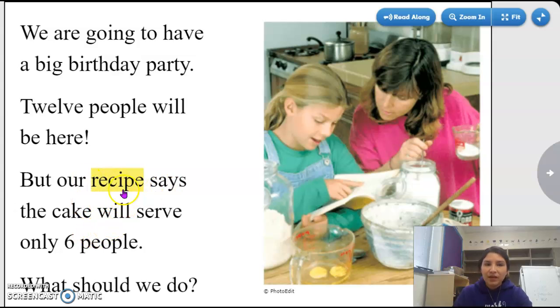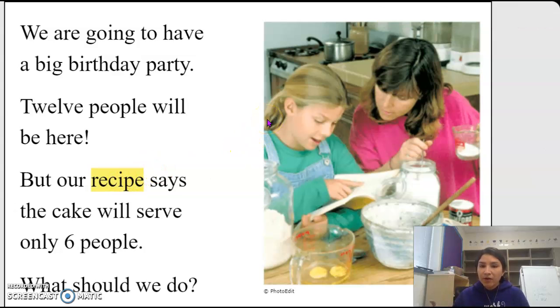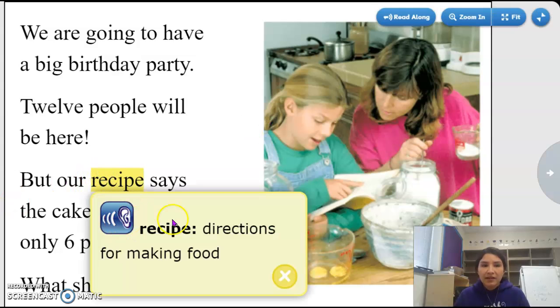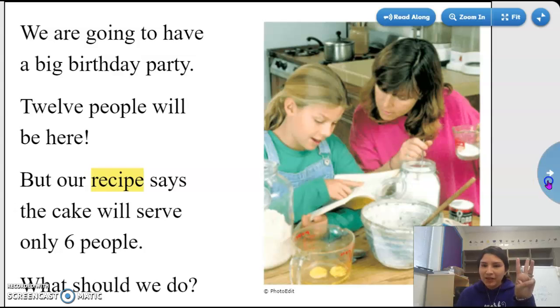Recipe. Now, I told you that bold words, bold print, can be either one. They stand out. Sometimes the font will be darker or larger, or sometimes they'll be highlighted. So, recipe is a bold word or bold print. They mean the same thing. They want us, the reader, to notice this word, to pay attention to it. In most stories, there's a glossary that tells you the meaning of that word. But in this book, you can click on the word and it'll read you the definition. Recipe. Directions for making food. So that's 3 text features.